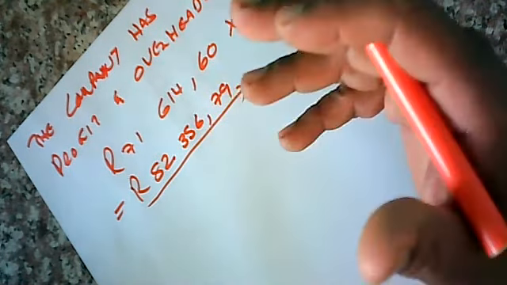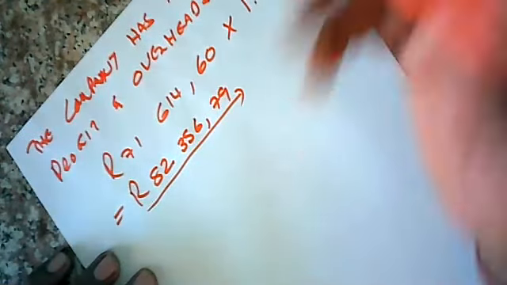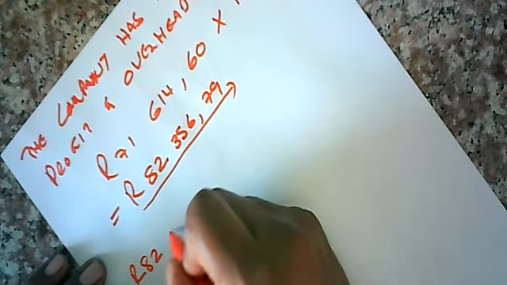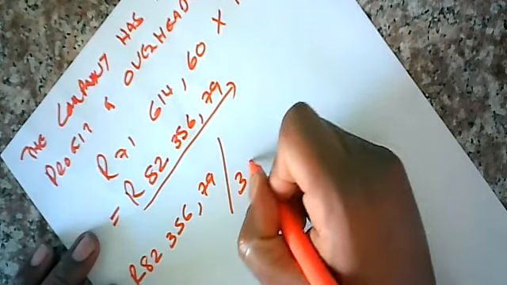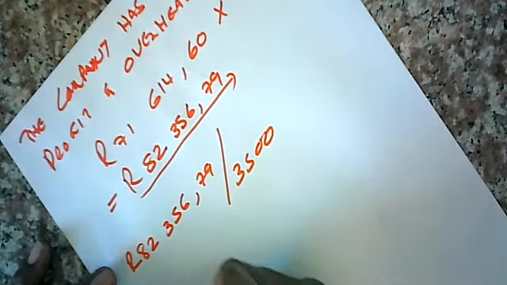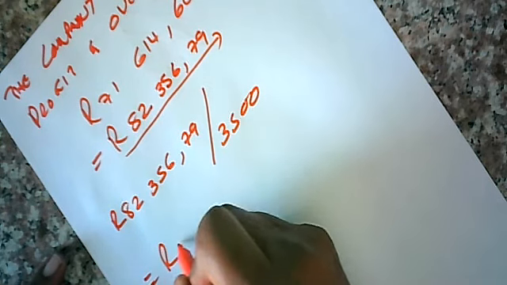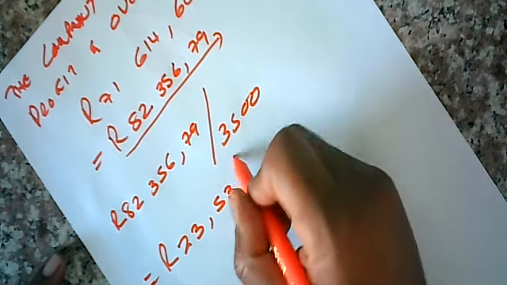But the question asks for, what did it say? Cost per meter. What is the cost per meter? Simple. We take our complete cost, 82,356.79, divided by the total length of pipe work, and that gives us a cost per meter of 23 Rand and 53 cents per meter.